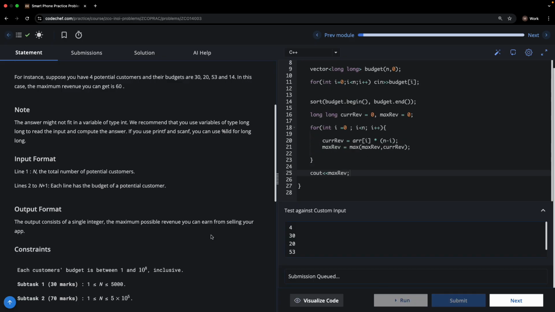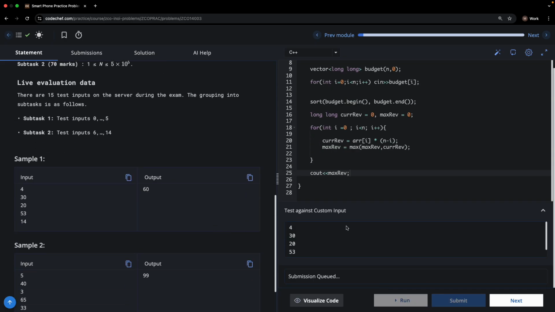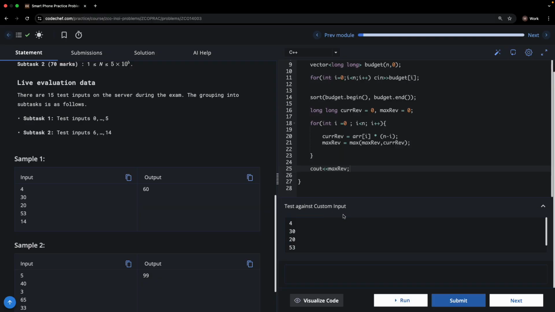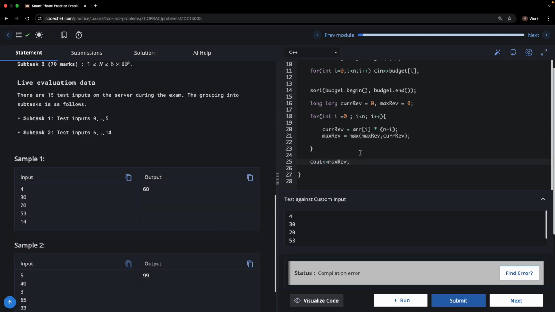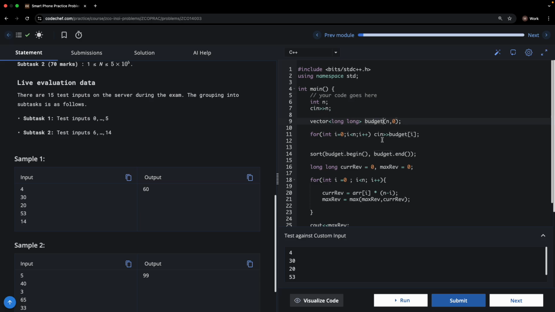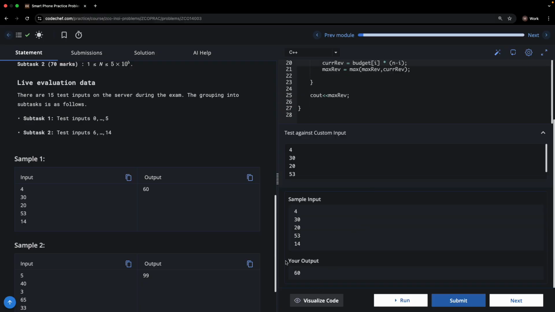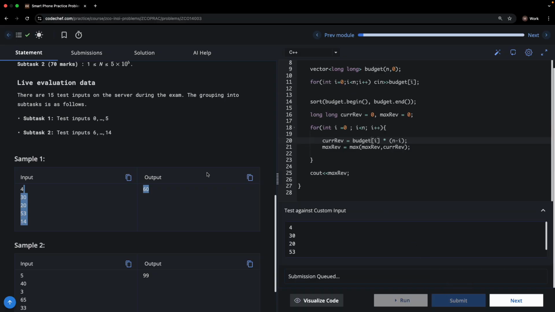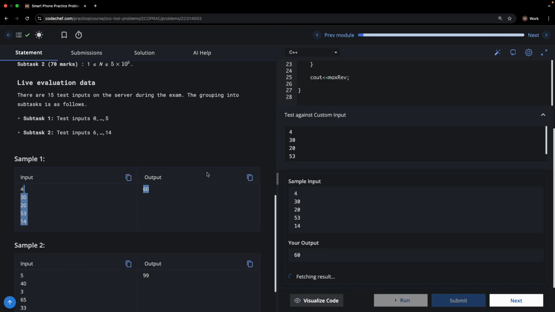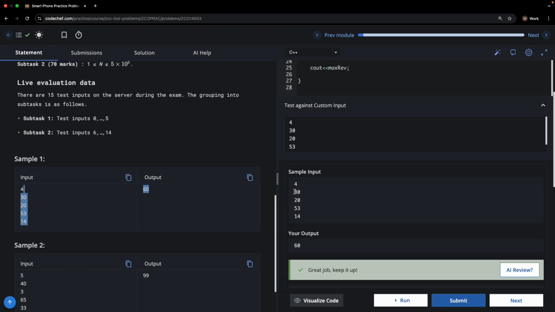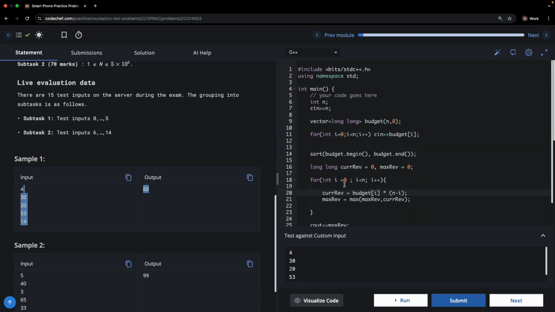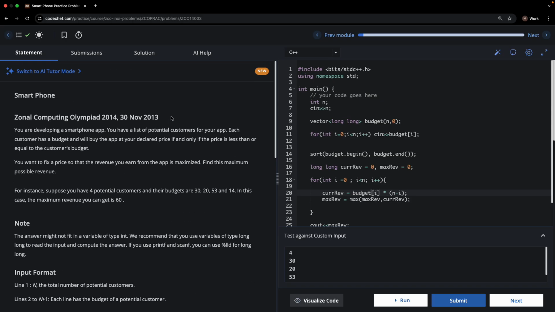Okay, let's try to run it and check if it is working. Okay, array was not declared in the scope. Yeah, it should not be array, it should be budget. Okay, let's try to run it. So we're getting the output as 60. Let's try to submit it. Okay, perfect. So this is a very simple explanation for the question ZCO, which is the first one, which is smartphone.